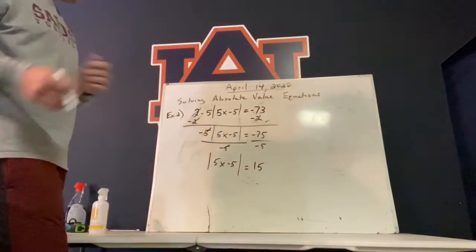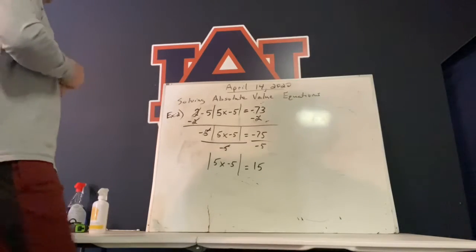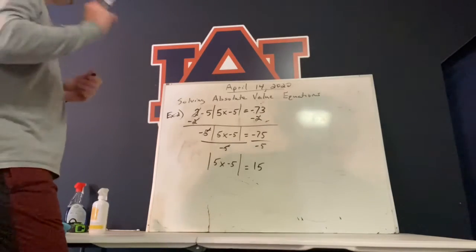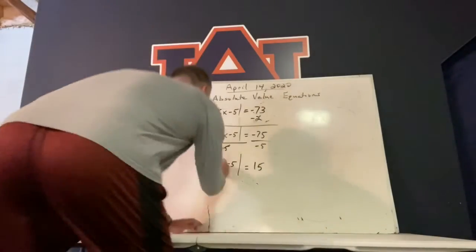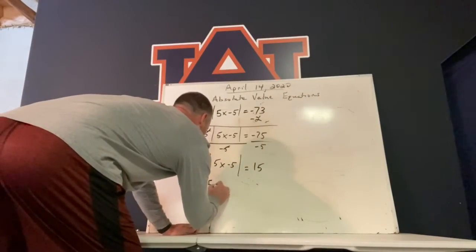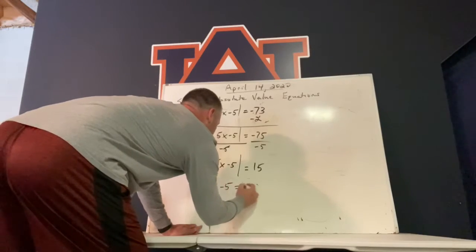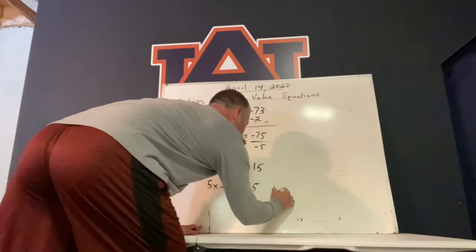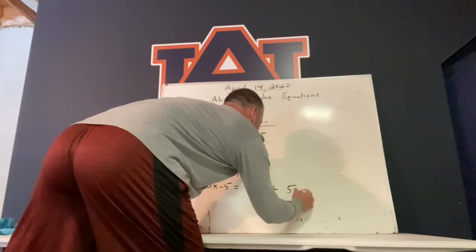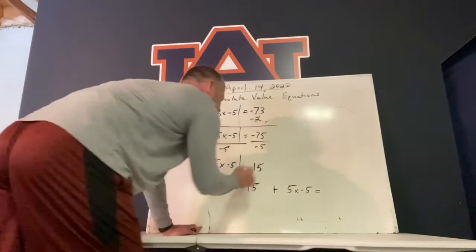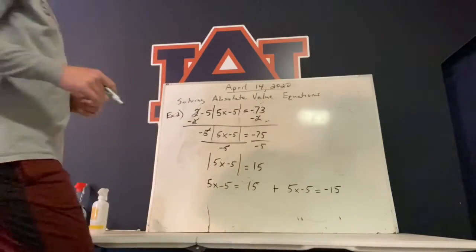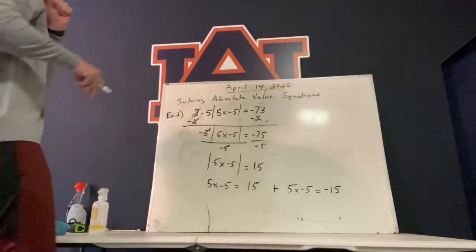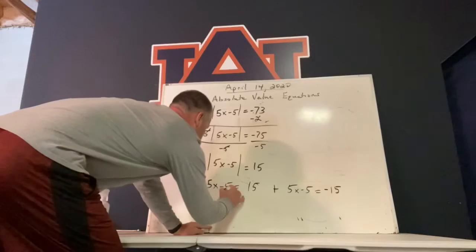Okay? So please, there again, make sure you see that. Now it's just like the last problem we did. Identical. Drop the absolute value bars like they're hot. 5x minus 5 equals 15, and 5x minus 5 equals the opposite of 15, negative 15. Okay? So I apologize, I know I'm running out of room here. We're going to add 5 to both sides right here.